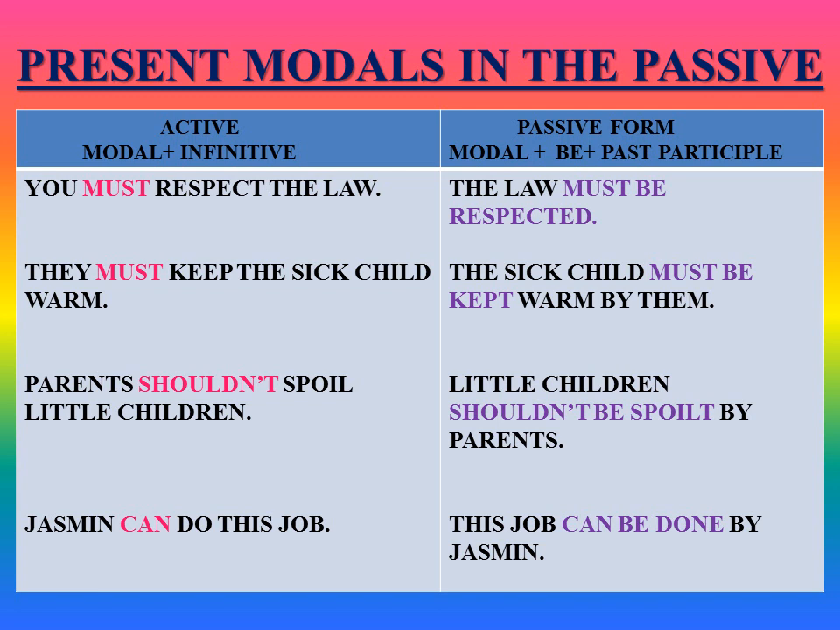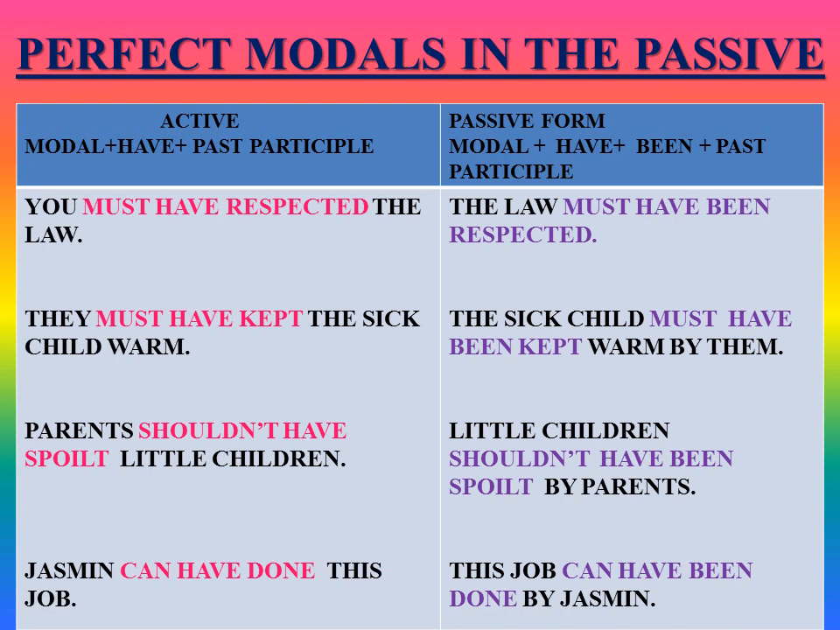So this is what we saw actually in the video of the passive voice. We had a look at the different tenses, at the same time the modal verbs in the passive. Now, what is new in this video is perfect modals in the passive. So how do we form them? Let's change from active to passive to understand. You must have respected the law. Modal plus have plus past participle. This is the perfect modal in the past. Or let's say perfect modal in the active voice.